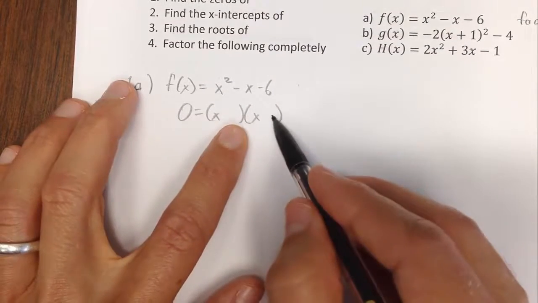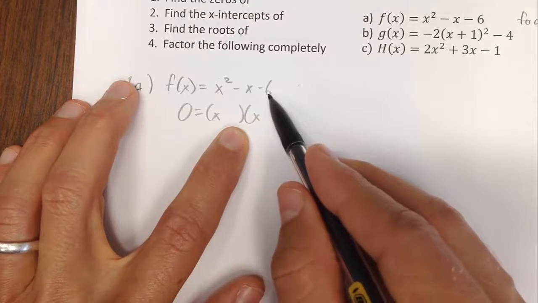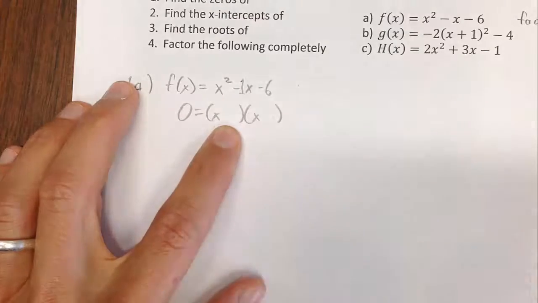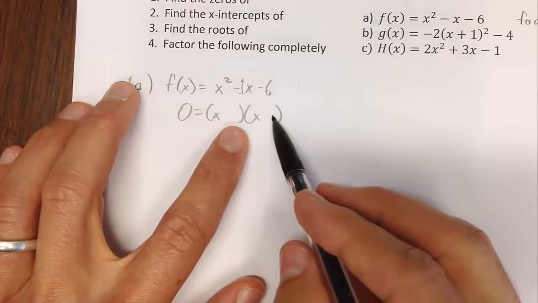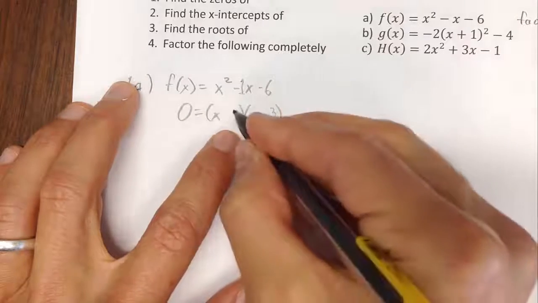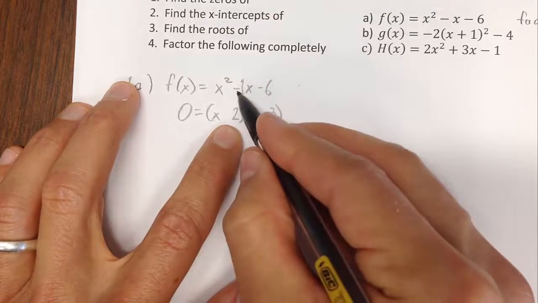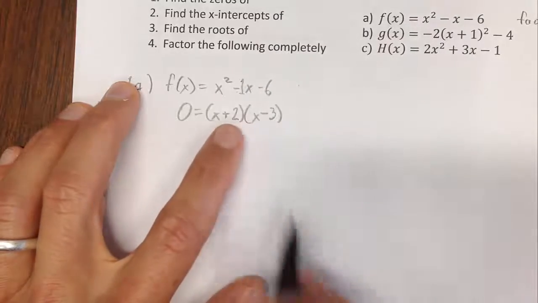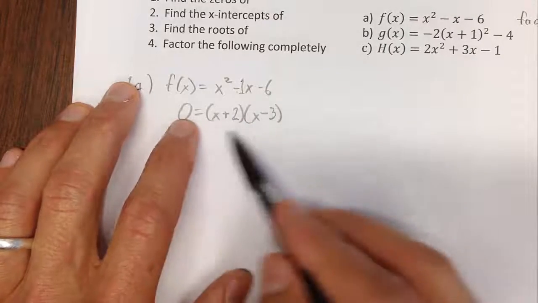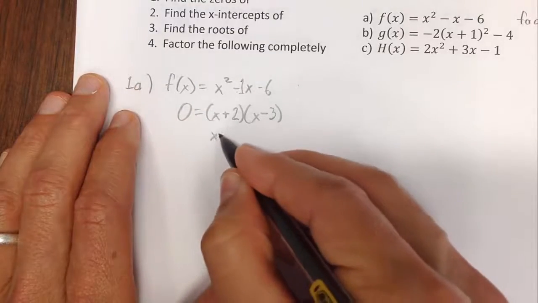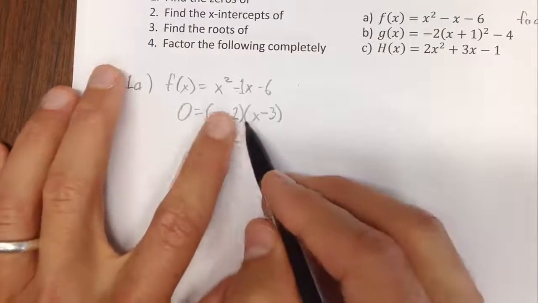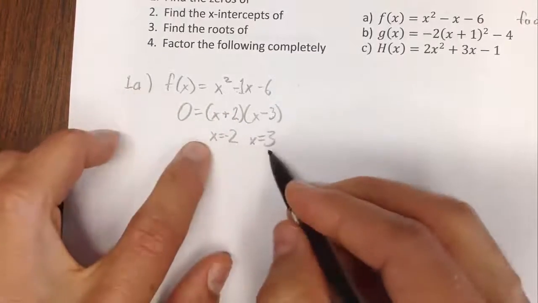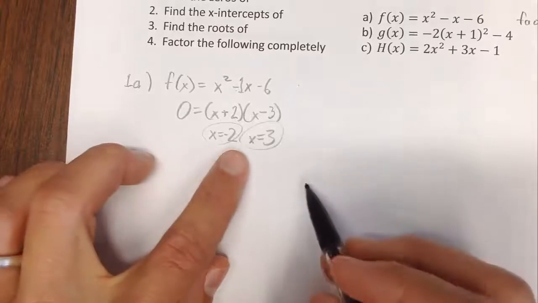Those two things need to have a product of negative 6, but the sum needs to be negative 1. So two things that multiply to negative 6, how about a 3 and a 2 with one of them negative? I want it to come out to negative 1, so let's make it negative 3 and positive 2. You can see if you multiplied all of that out, it would come to that. x equals negative 2 would make that 0, or x equals 3 would make that true. So these are my zeros.